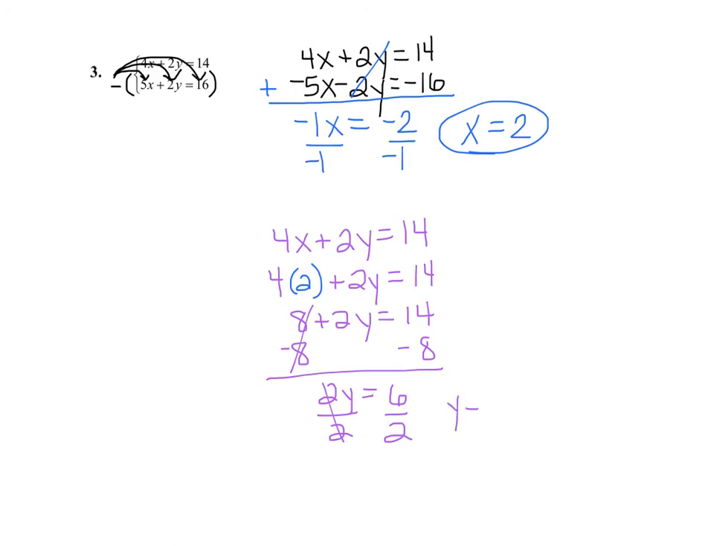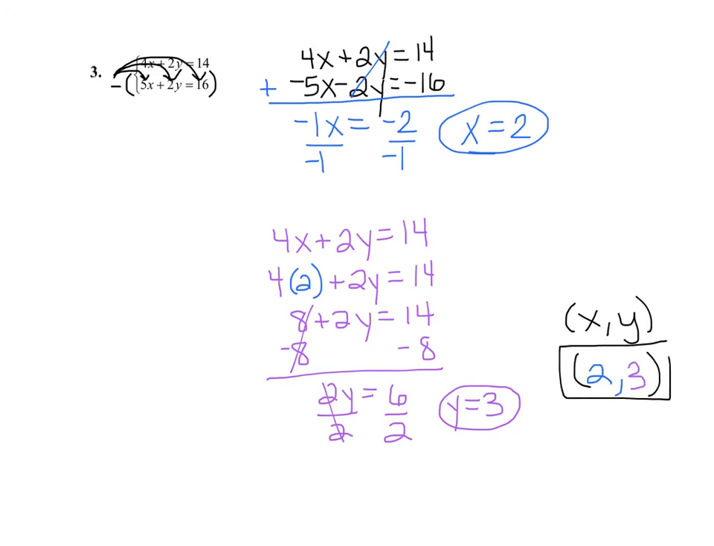Therefore, y equals 3. And then our last step, you always want to put it in an x, y coordinate. So our x value we solved for was 2, so your x goes first, 2. And then your y value we solved for was 3. So your final answer is 2, 3. And again, remember, you can always check your answer to see if it works.